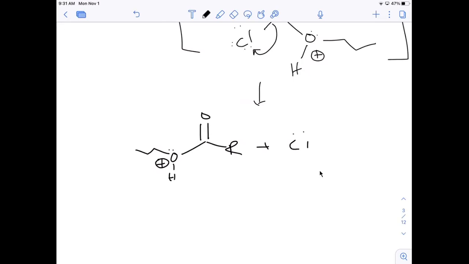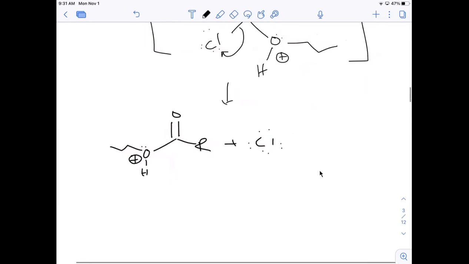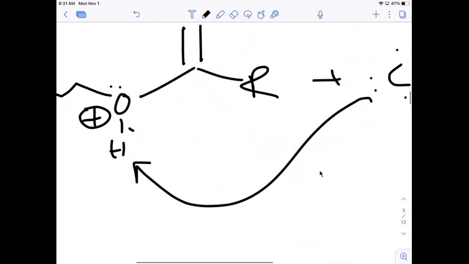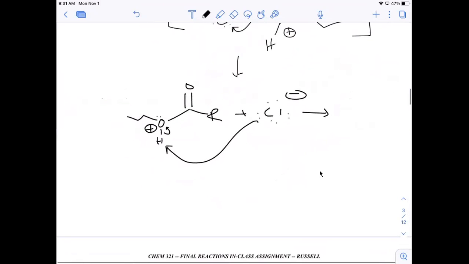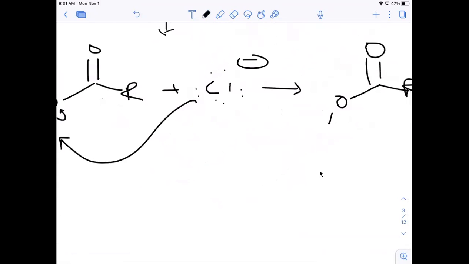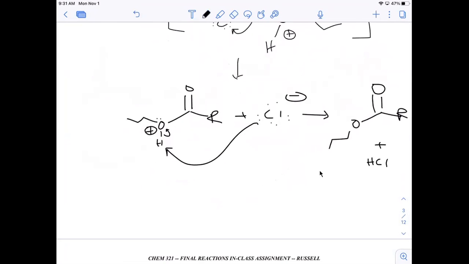And then once I get here, now we can do a proton transfer to get to the product, right? So the chlorine is just going to pick up that proton like that. All right, so then I'm left with my ester here, plus HCl. Any questions about that reaction?